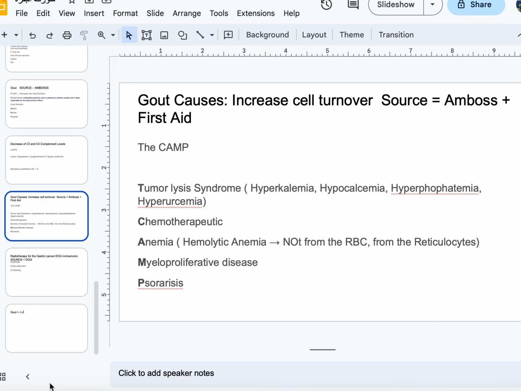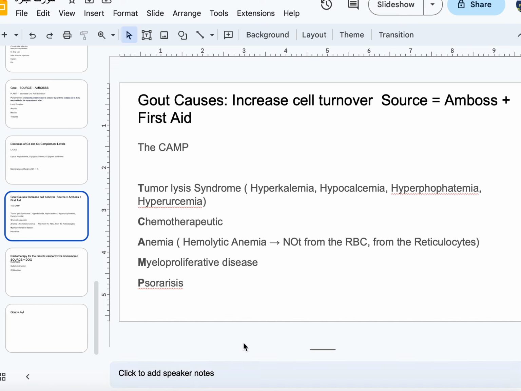You guys might be wondering why hyperuricemia. That's going to be because of the fact that the nucleus is going to be kind of breaking down. So the fact that the nucleus is breaking down means those purines are going to be degraded, so it's going to make that uric acid, and that can lead to gout.